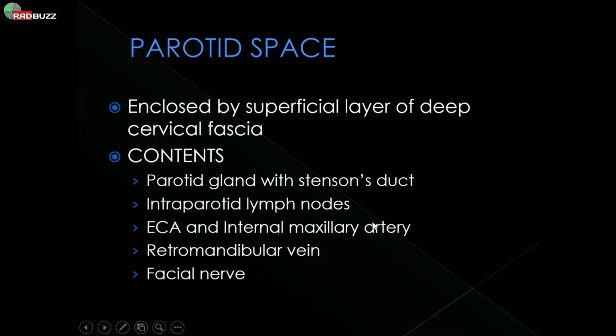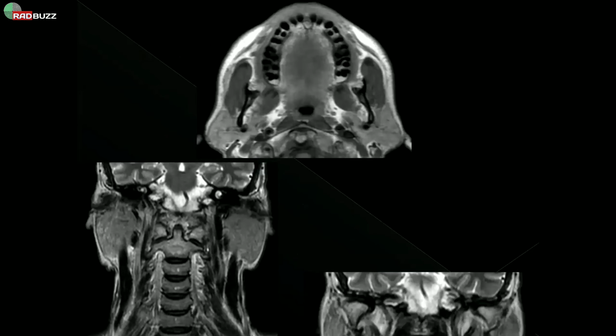External carotid artery and internal maxillary artery branches, and the retromandibular vein, are basically within the substance of the parotid gland, and the facial nerve obviously is there. Whenever you have parotid duct pathology, you need to comment on the facial nerve, or you can just recommend clinical assessment of the facial nerve features. Okay.